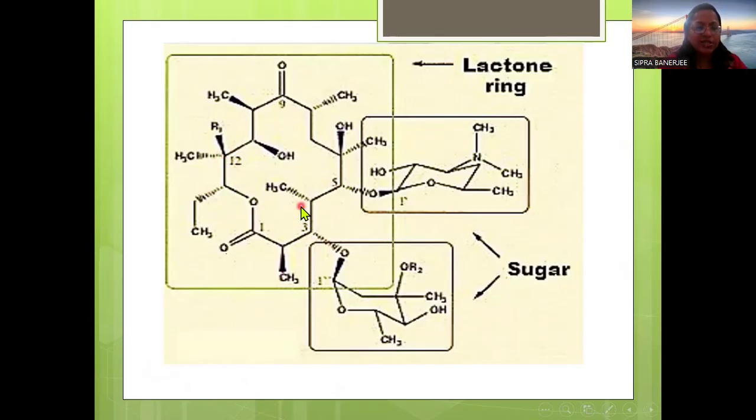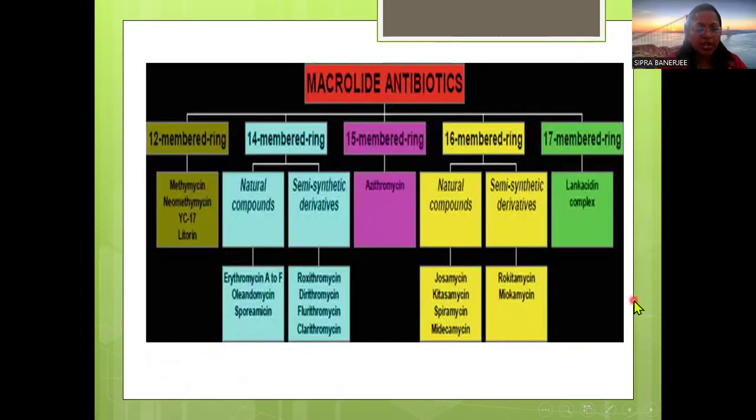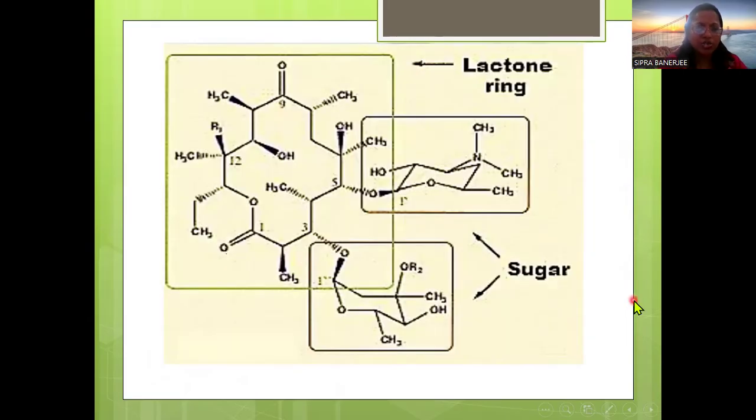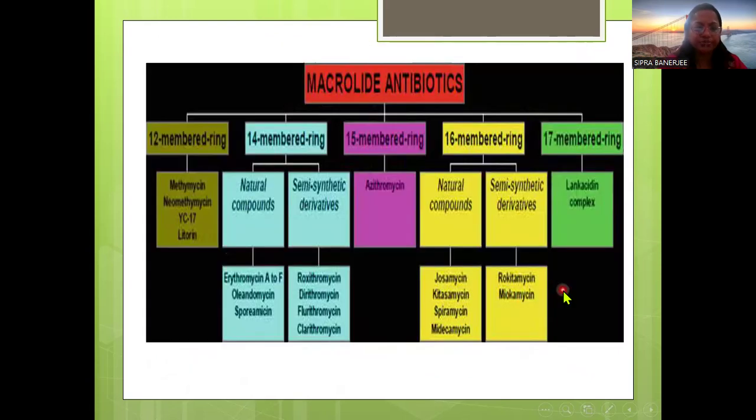Vice versa, remember that at the 3 and 5 positions, two glycosidic sugar moieties are there, and at the 1 and 9 positions, two keto groups are there. Apart from this, at the 12 and 6 positions, two CH3 groups are there along with the wedge or R1 group. Along with R1, another group is there, R2, that is positioned on the sugar moiety.